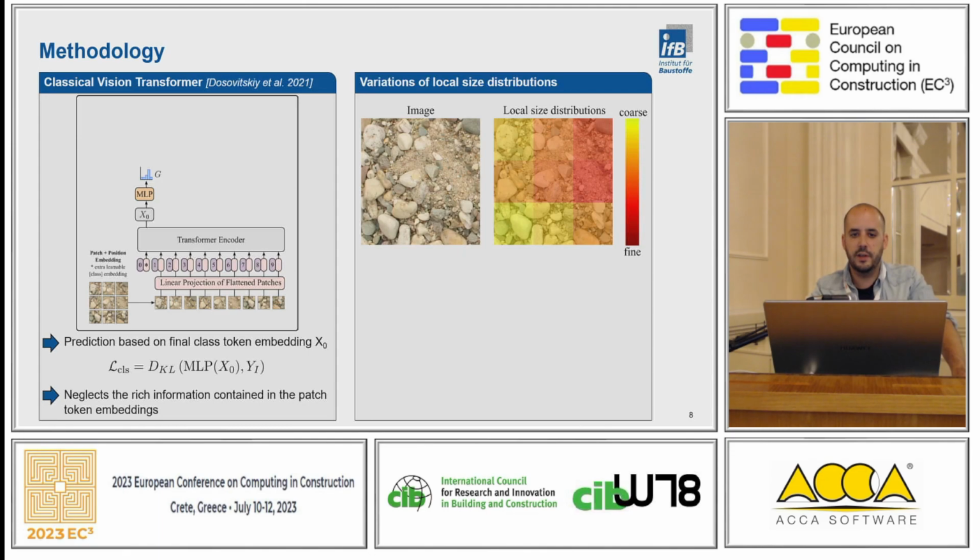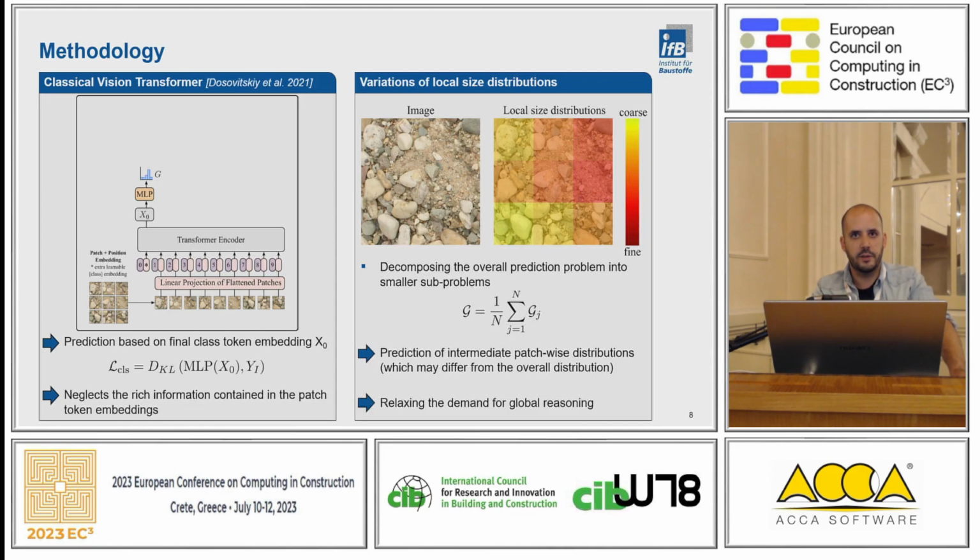So if you transfer this procedure to our problem, we can see that the local size distribution can vary from patch to patch. So what we propose here is to decompose the overall problem of predicting the grading curve for the whole image into smaller sub-problems by letting the network predict an implicit grain size distribution for each patch, and to derive the overall distribution just as an average of the patch-wise distributions. And we argue that in this way we relax the demand for global reasoning for the network, and thus reduce the complexity of the learning procedure of the network.